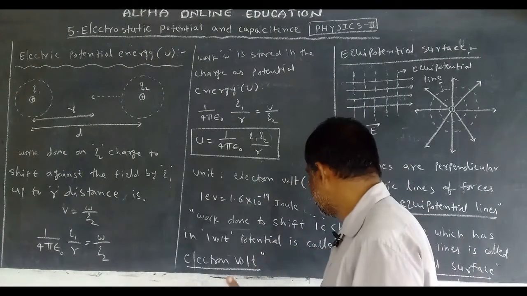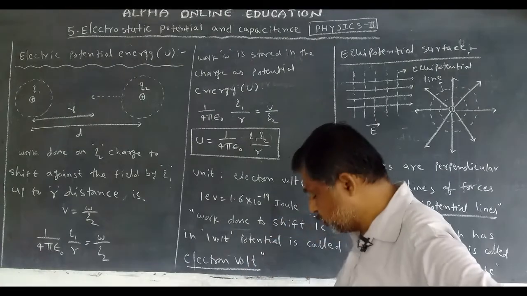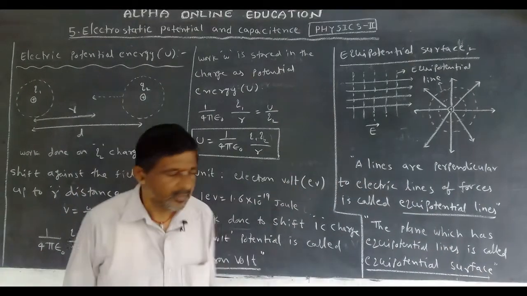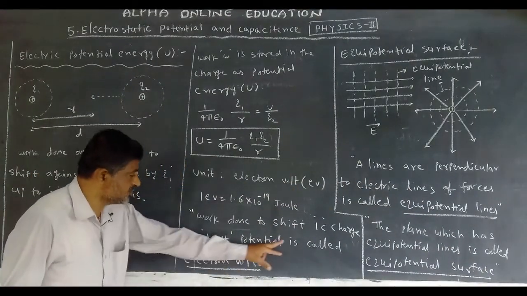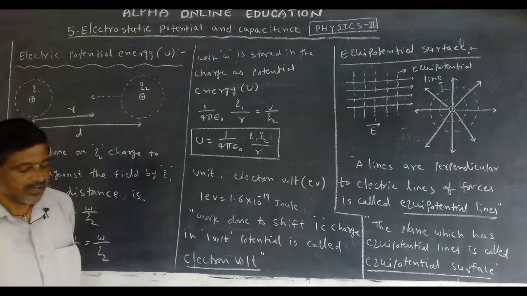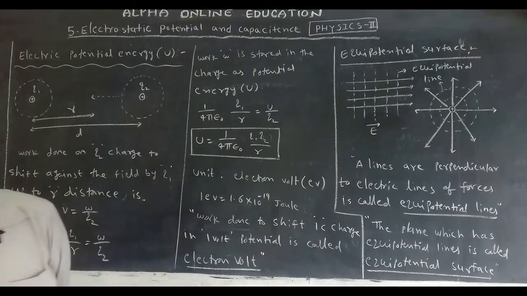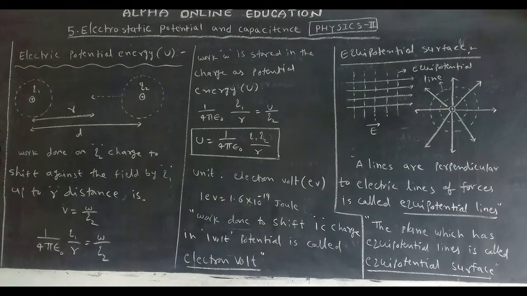Work done to shift 1 coulomb charge in 1 volt potential is called electron volt. What is the electron volt definition? Work done to shift 1 coulomb charge in 1 volt potential is called electron volt. As a shortcut, we can write eV.